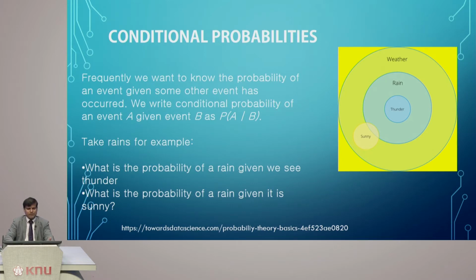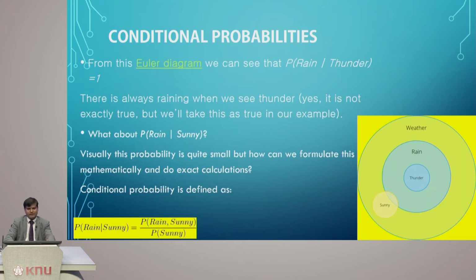Before I move on to explaining some more examples of conditional probability, we'll stick to this example first. Here again there are a few more questions being raised. Whenever there is rain, you don't expect thunder every time, but whenever there is thunder, there is always rain. So you can visually see under what condition what happens. That is the basic idea of conditional probability.